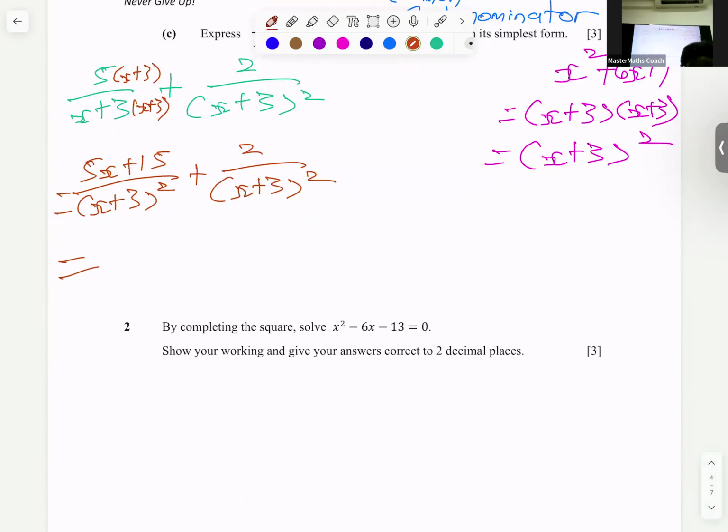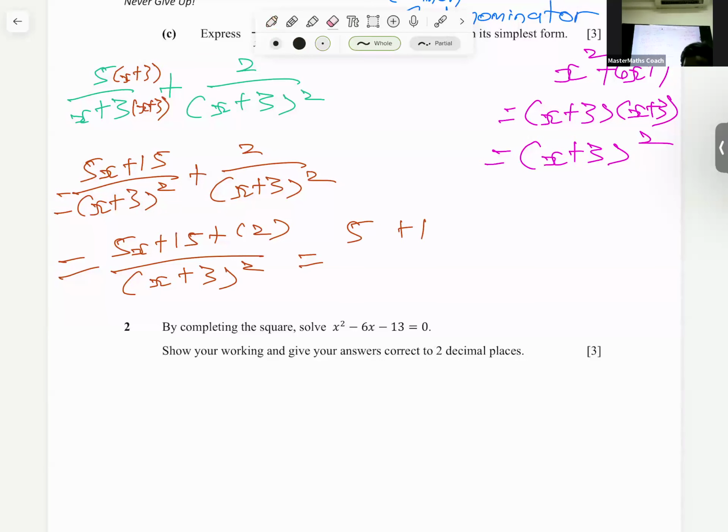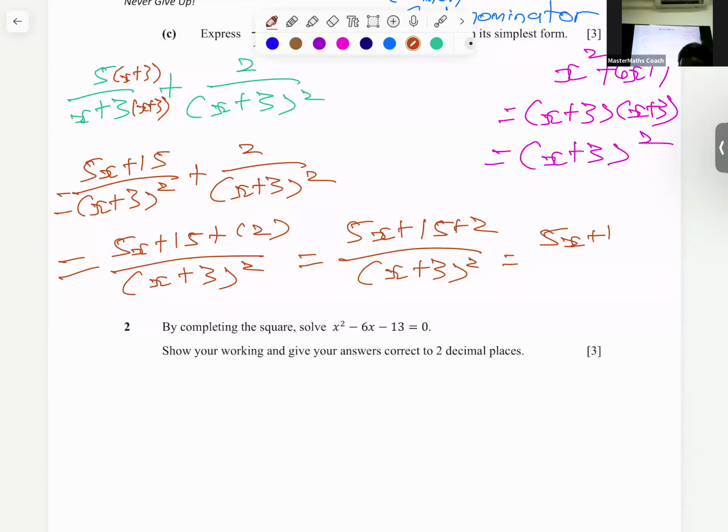Then now I can combine already. Okay, denominators are the same. I can combine. It'll be 5x plus 15 plus bracket 2 over x plus 3 squared. Then it'll be 5x plus 15 plus 2 over x plus 3 squared, which is 5x plus 17 over x plus 3 squared.